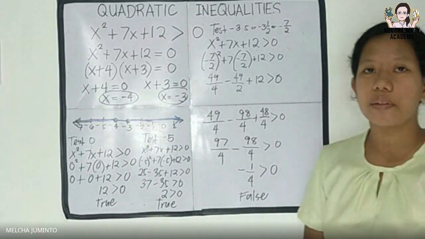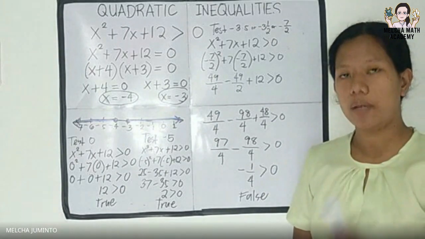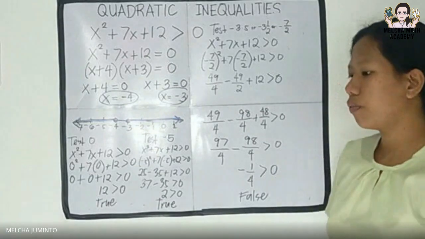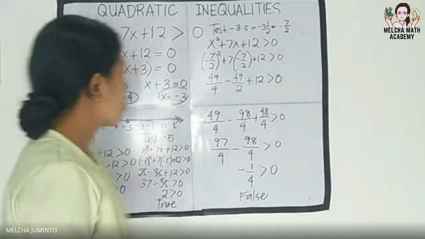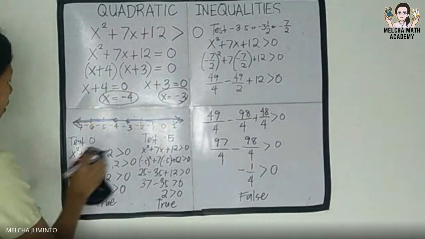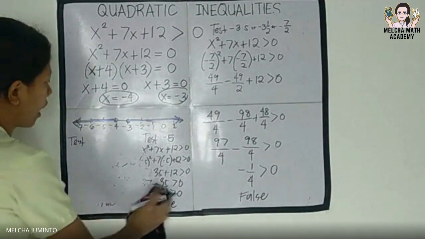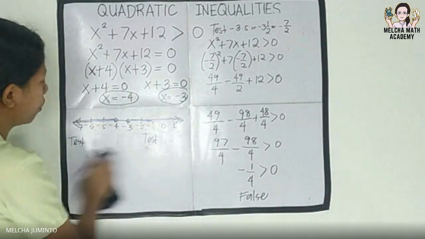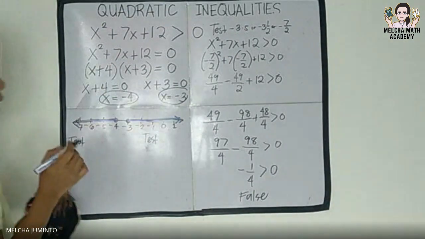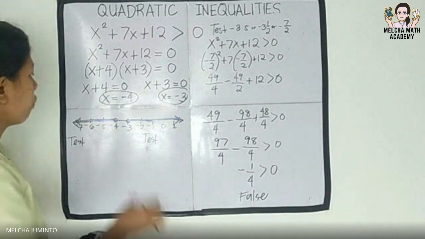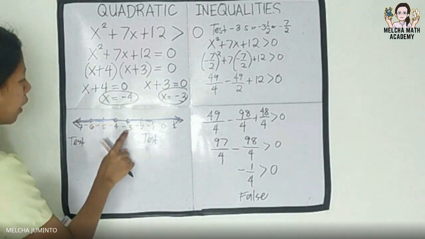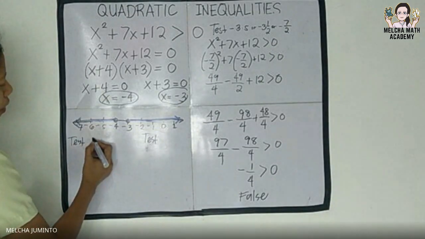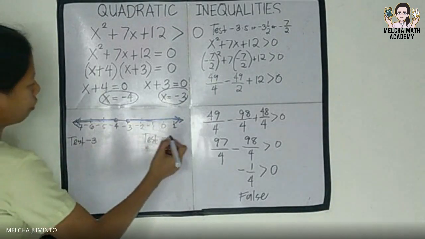To find out, you need to replace them in the original quadratic inequality for us to prove if they are included in the solution. So let me erase this one, the test for 0 and the test for negative 5, because we already have proven that they are true. Now, at this point, we will prove if negative 4 and negative 3 are part of the solutions. To do that, we will now test negative 3 and negative 4.